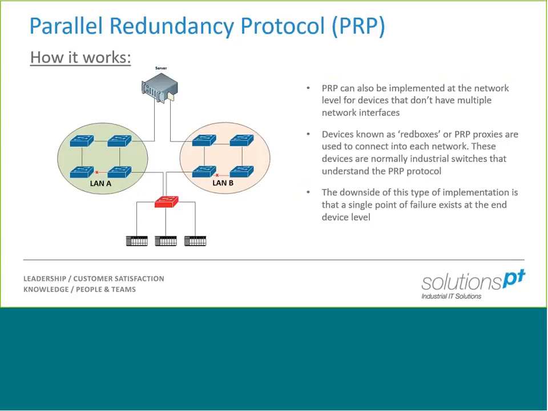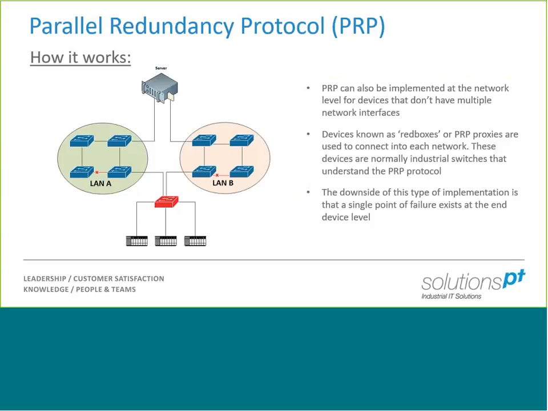Essentially that is a network switch that understands the PRP protocol and will relay the PRP messages on behalf of single port clients. So in this instance at the bottom there, we've got 3 PLCs. They've only got 1 network interface. So they would connect into our red box, our PRP proxy, which would then relay those frames to both networks, and our end device would receive them in the same manner. Now, in that instance, we've still got the single point of failure on the PLCs, but after that point, we are sending 2 copies of the same frame around both networks to the end device.